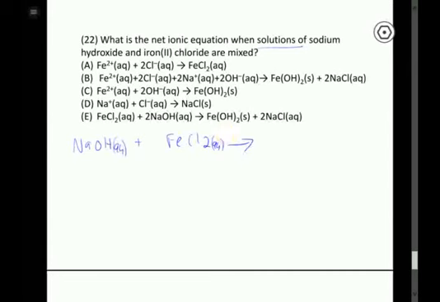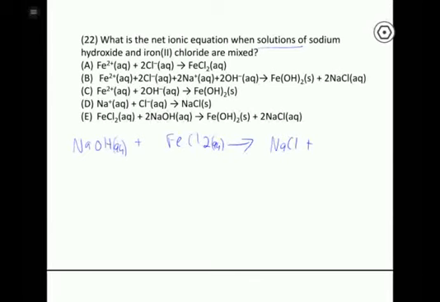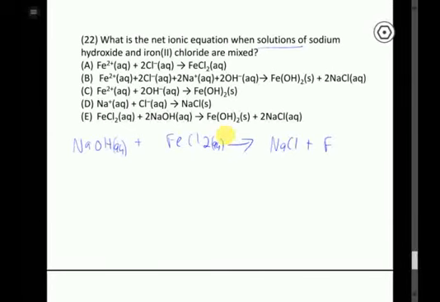And then remember, the two possible products in an ion exchange reaction are just, we take the cations and the anions and swap them. So we have sodium plus, which is going to combine with Cl minus to make NaCl. And then we have iron, which has a 2 plus charge. There's 2 chlorides, so that means this has to be plus 2 to balance. So we have iron 2 plus, and it's going to combine with hydroxide, OH minus. So we're going to get FeOH2.